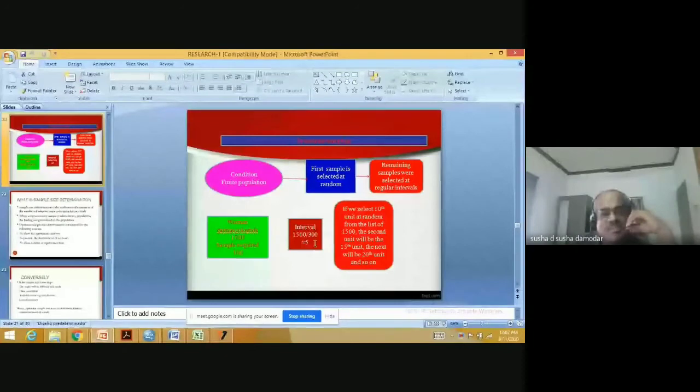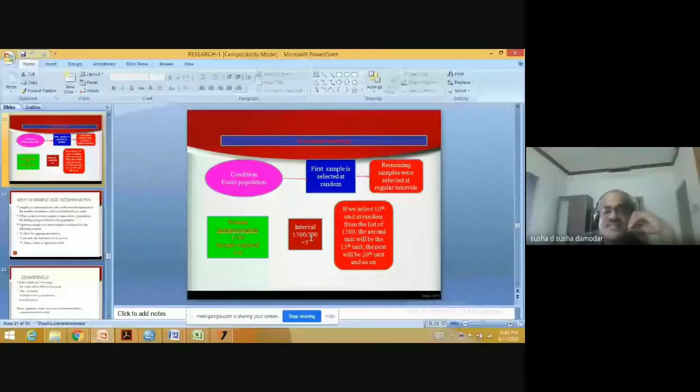Therefore, by applying systematic random sampling, we select the first unit at random. Remaining units are selected at a regular interval. Here the interval is 5 because the total gynecologists in the population is 1,500 and our target sample size is 300, therefore the interval is 5.